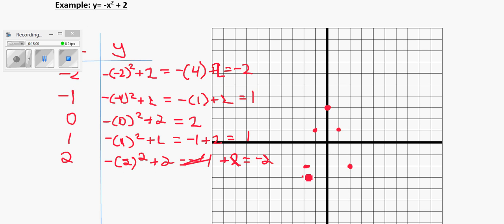Okay, so when we draw our parabola shape in, we end up with this. And now this one opens down and has a maximum.